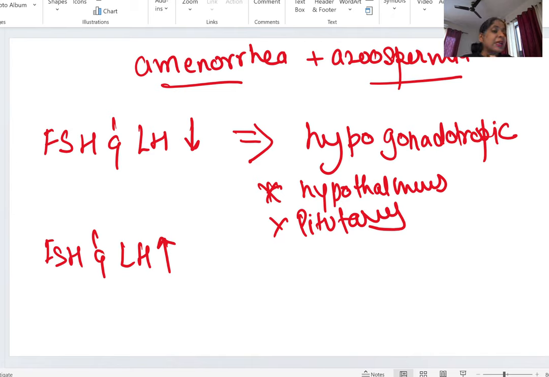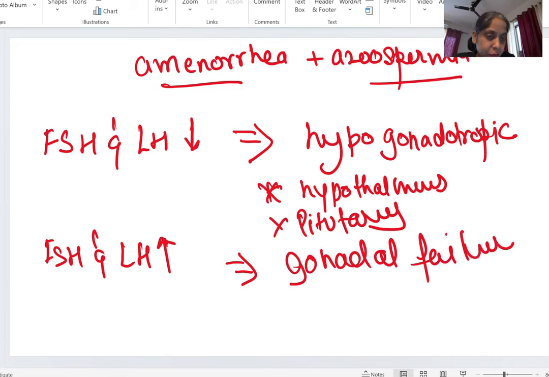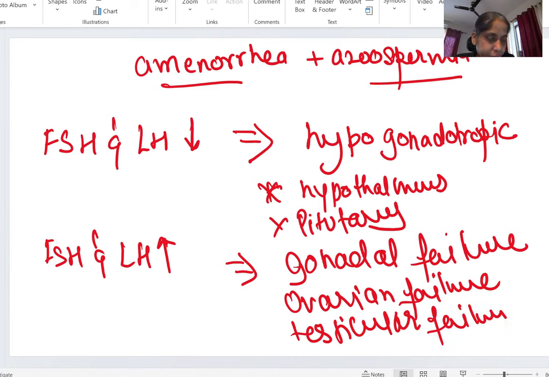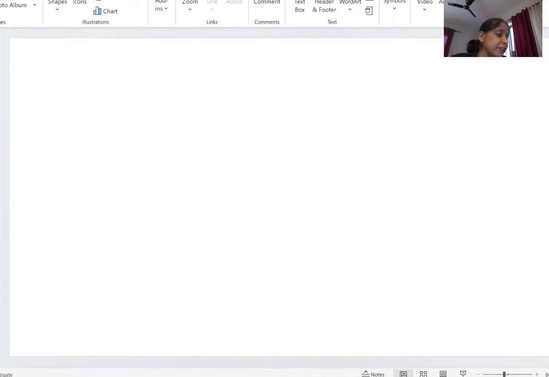If FSH and LH are high, then it means that the estrogen or the testosterone are not being produced. It means it is a case of gonadal failure. Or you can say ovarian failure, or testicular failure. Okay, is it okay? Dr. Rachna, please tell if it is okay.